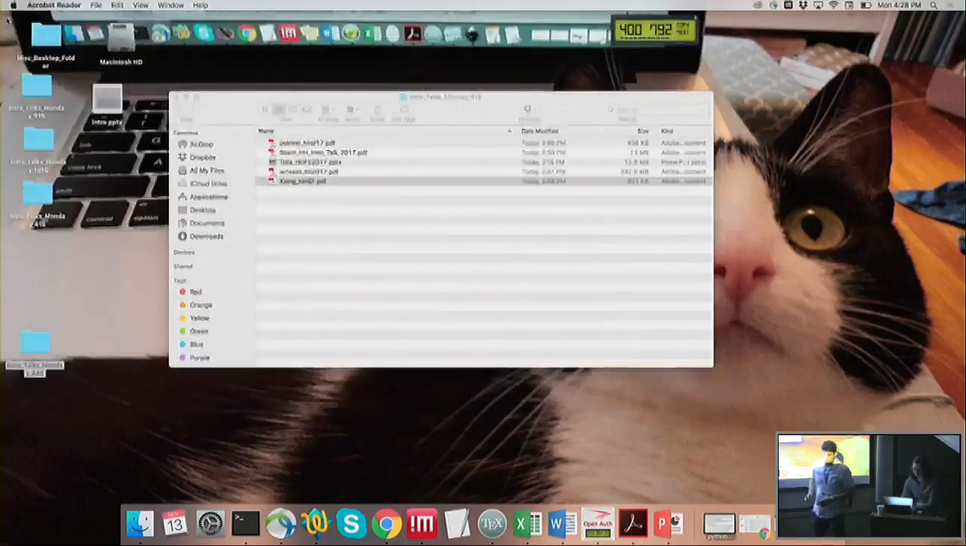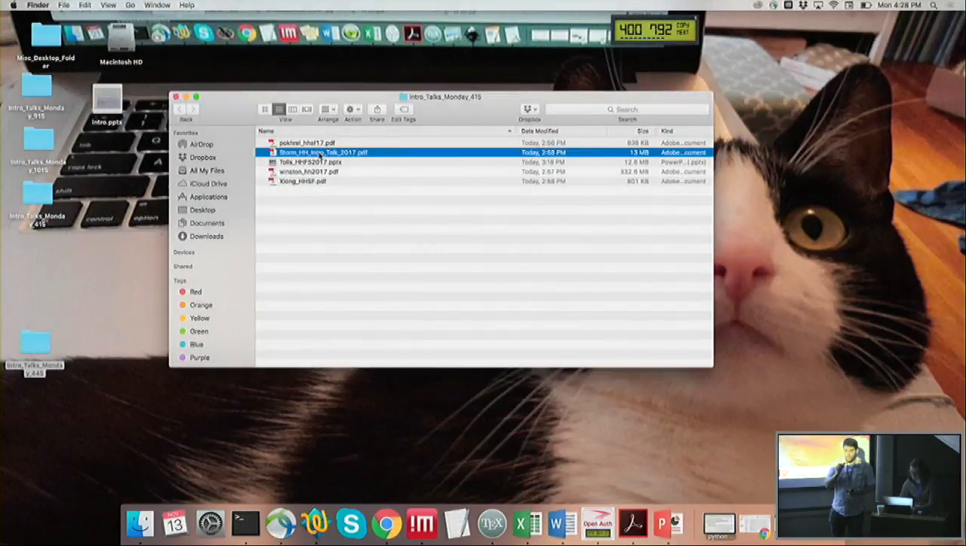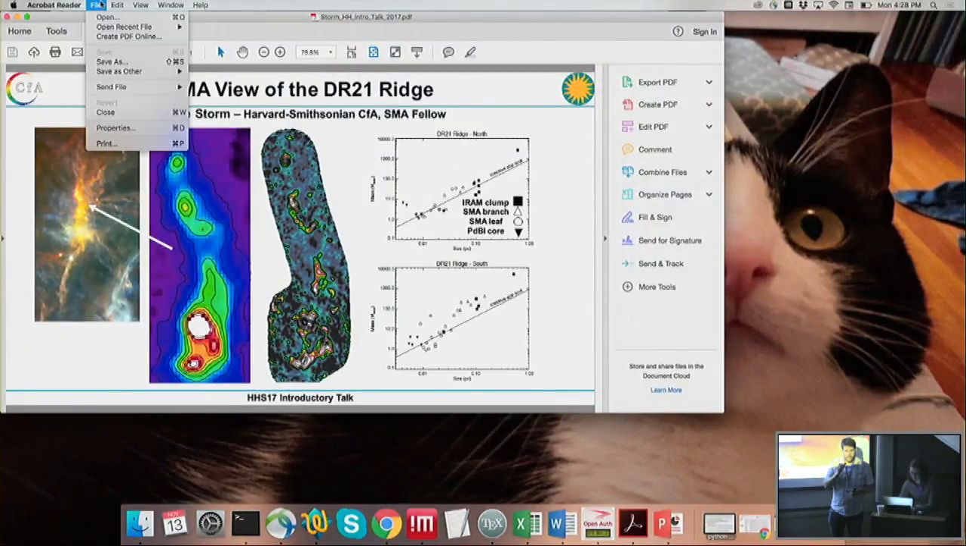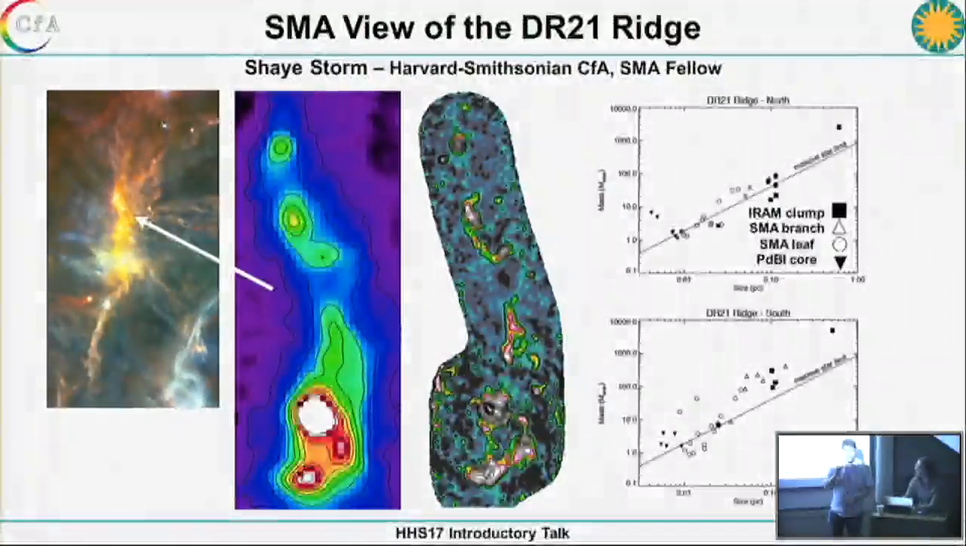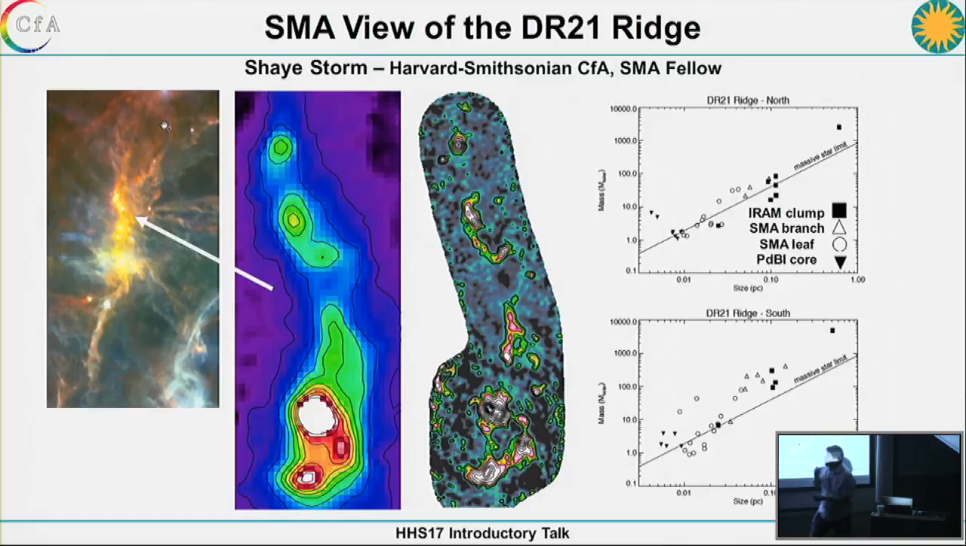Yep. All right, hey everybody, my name is Shay Stoll. I'm an SMA fellow postdoc here at the CfA, and I wanted to present some work I've been doing with Chizo here on the SMA view of DR21. So here on this side, we have a beautiful Herschel three-color image of the DR21 region in Cygnus X in our Milky Way. And then to the right of that is an ERM.